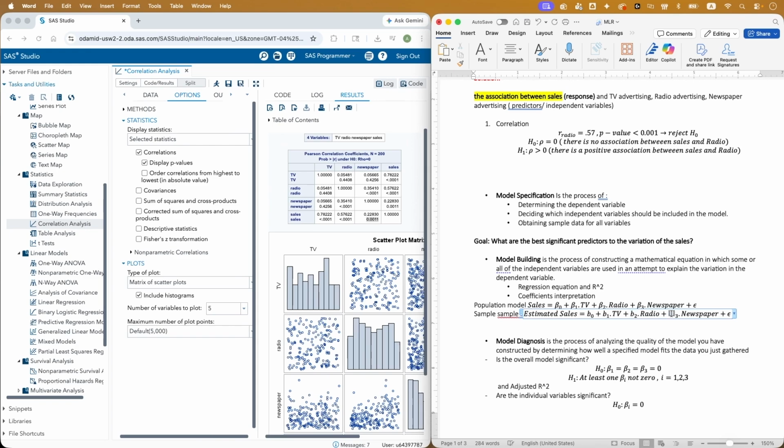And we don't have the error term. So the estimated sales is literally, we call it Y hat, okay? Model. Let's build the model and see how it goes. We save this. So what we do, we go to the linear regression.